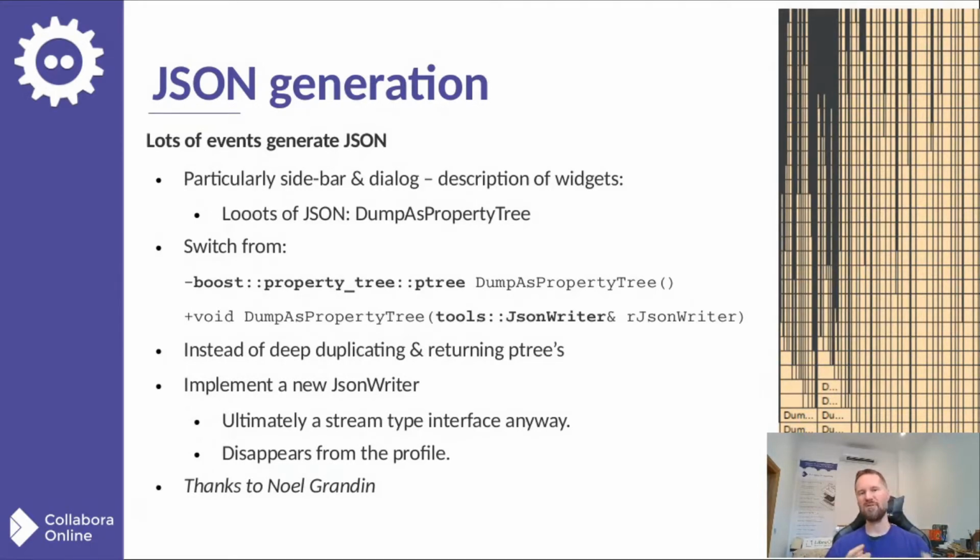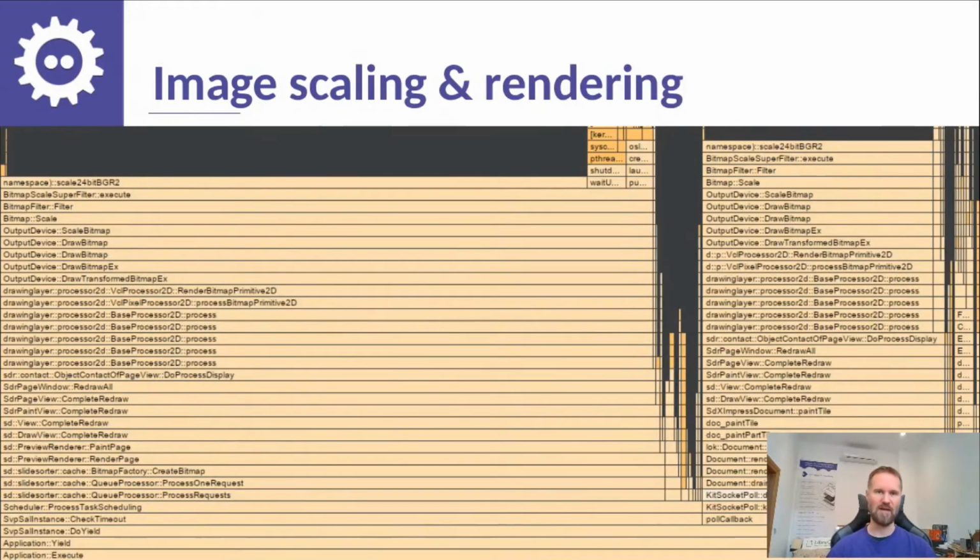But the problem is that lots of events generate this JSON, and previously we were doing this amazingly expensive JSON work that would just duplicate trees left and right. So thankfully Noel wrote a new JSON writer, ultimately creating JSON just like a printf. So let's stream it out as fast as we can, and that has really, really helped.